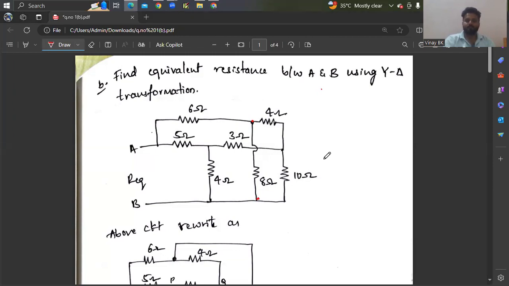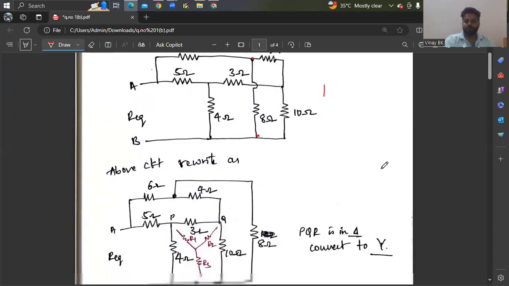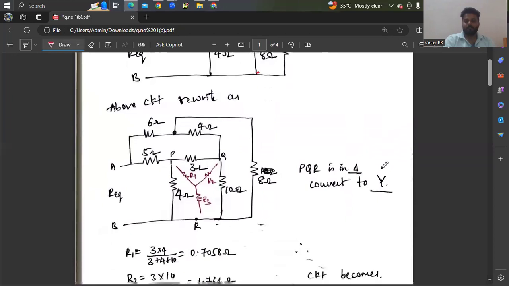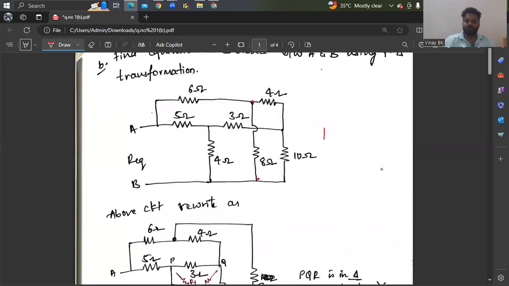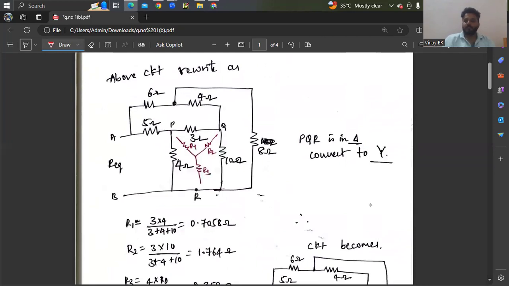Now the 4 ohm, how are we writing it? Instead of connecting this 4 ohm like that, you have to connect this 8 ohm like this. 8 ohm instead of writing this. Therefore, the circuit looks like this. Okay, rearranging the circuit.